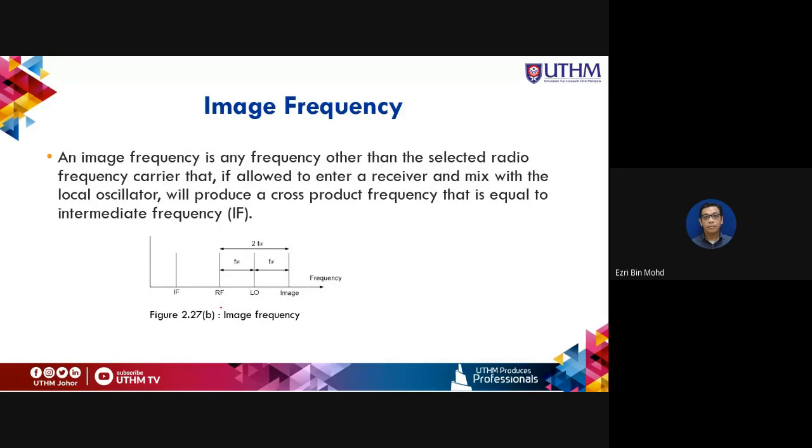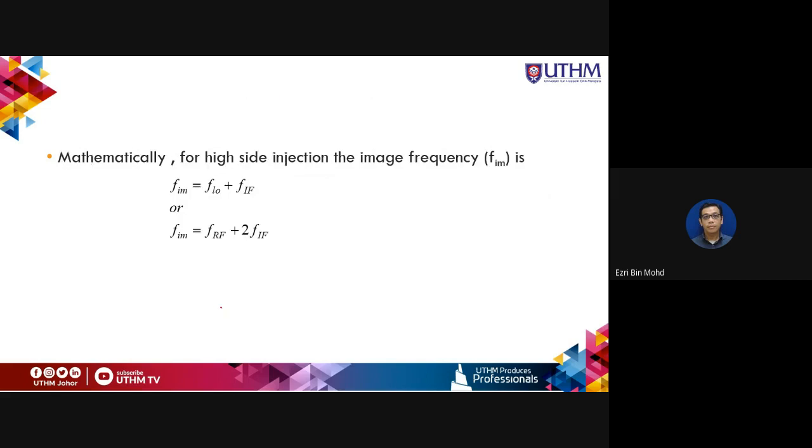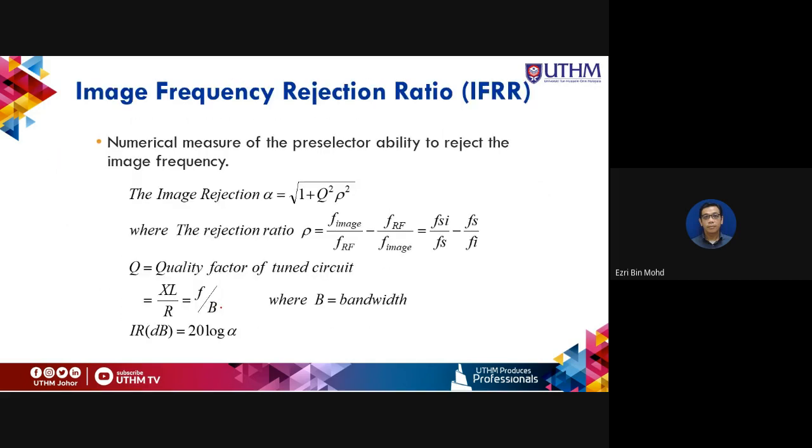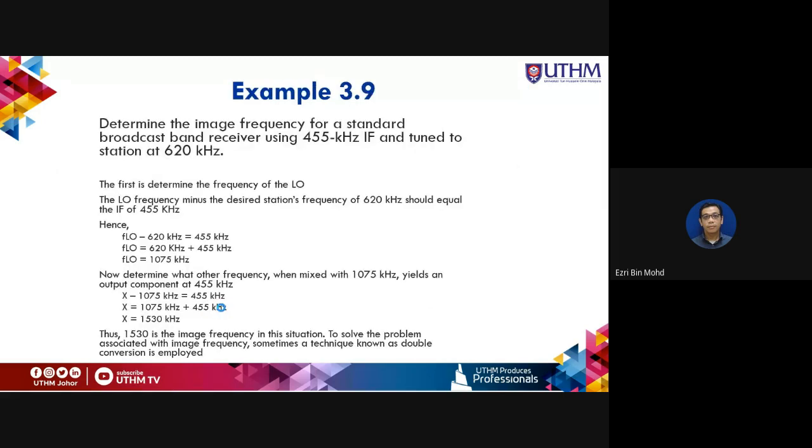An image frequency is any frequency other than the selected radio frequency carrier that, if allowed to enter a receiver and mix with the local oscillator, will produce a cross product frequency that is equal to the intermediate frequency. Okay, mathematically, for high injection the image frequency is equal to FLO plus FIF, F image equals FRF plus 2 kali FIF. Okay. Ni kalau baca pun tak faham juga, tengok ni. Kita tengok example dia.